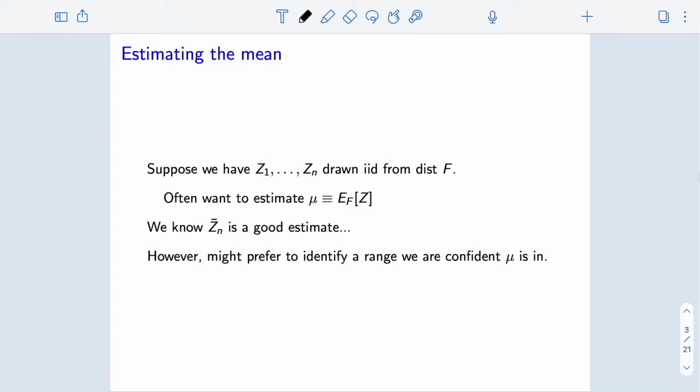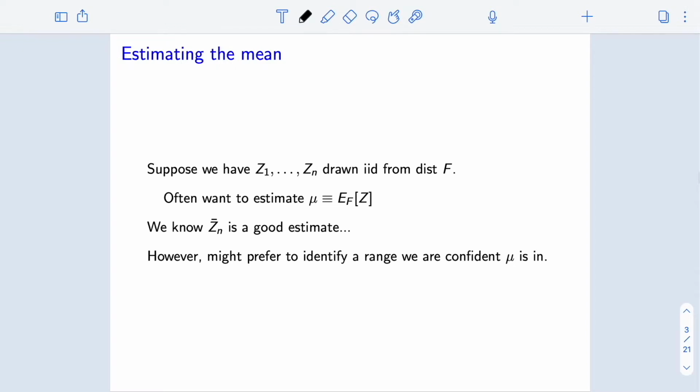All right, let's return to one of our favorite scenarios. We have n observations drawn independently and identically from some distribution f that's unknown. And we've talked a lot now about estimating mu, the population mean of that distribution. And we know that the sample mean is a good estimate of that population mean. However, that just gives us a single number, sort of our best guess for that population mean.